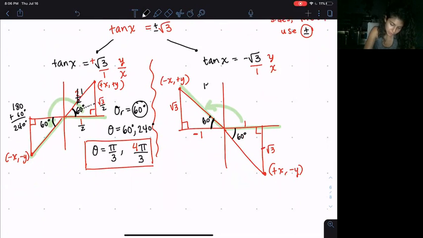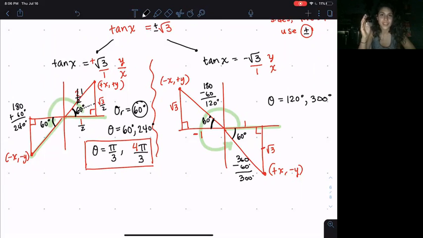So the first one was 180 minus 60, which leaves us with 120 degrees. And for the angle in quadrant 4, it would be 360 minus 60 degrees, giving us an angle of 300. Pause again, see if you can get into radians.